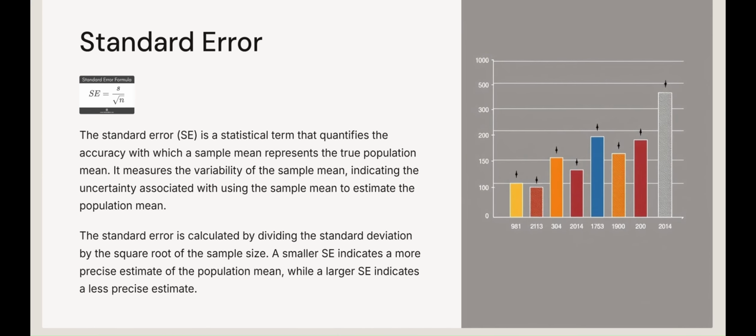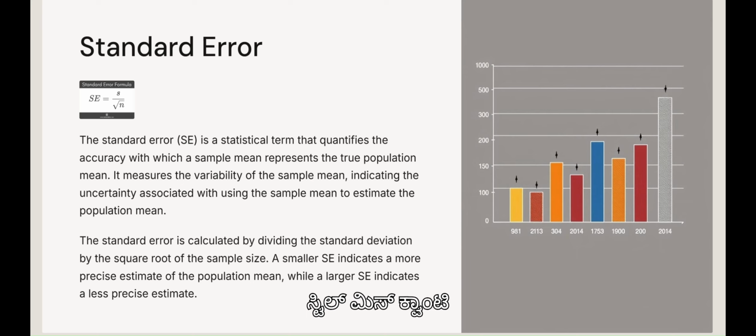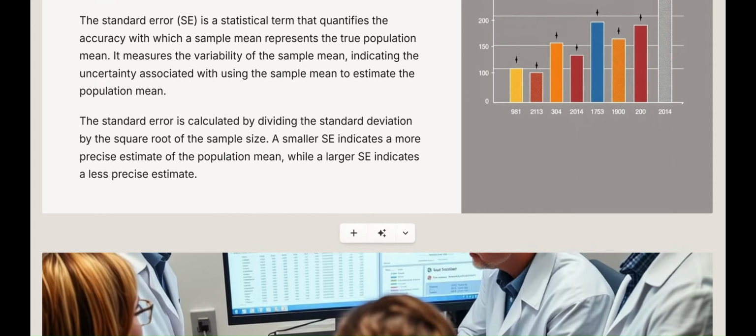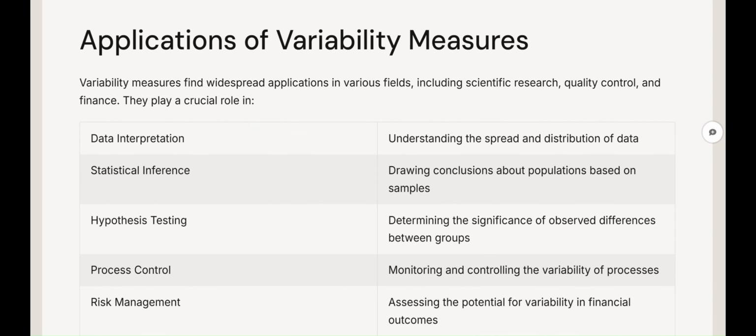Standard error. The standard error, SE, is a statistical term that quantifies the accuracy with which a sample mean represents the true population mean. It measures the variability of the sample mean, indicating the uncertainty associated with using the sample mean to estimate the population mean. The standard error is calculated by dividing the standard deviation by the square root of the sample size. A smaller SE indicates a more precise estimate of the population mean, while a larger SE indicates a less precise estimate.